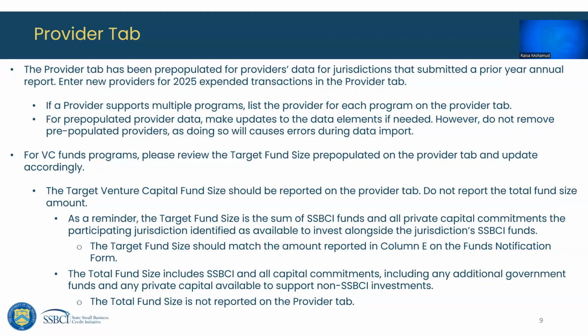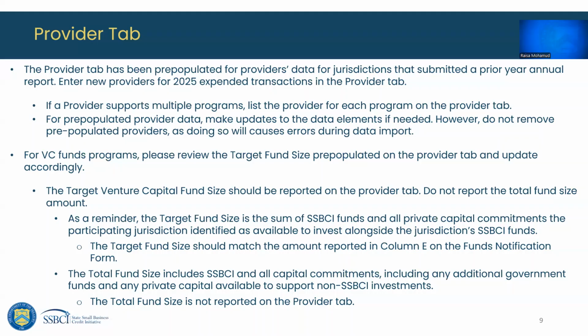So here on the slide, we have the distinction between the two. I'll go ahead and read the definitions very quickly. The target fund size is the sum of SSBCI funds and all private capital commitments the participating jurisdiction identified as available to invest alongside the jurisdiction's SSBCI funds, while the total fund size includes SSBCI and all capital commitments, including any additional government funds and any private capital available to support non-SSBCI investments. So on this provider tab in the column that's asking for target venture capital fund size, we are looking for the target venture capital fund size as it is described here in this definition.